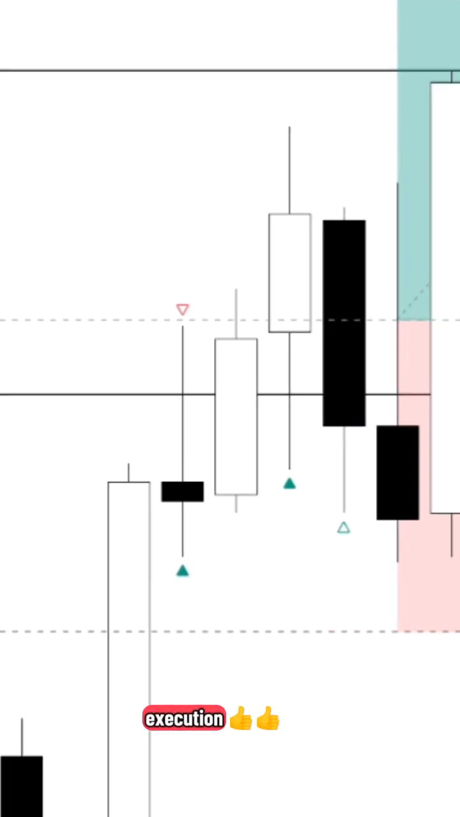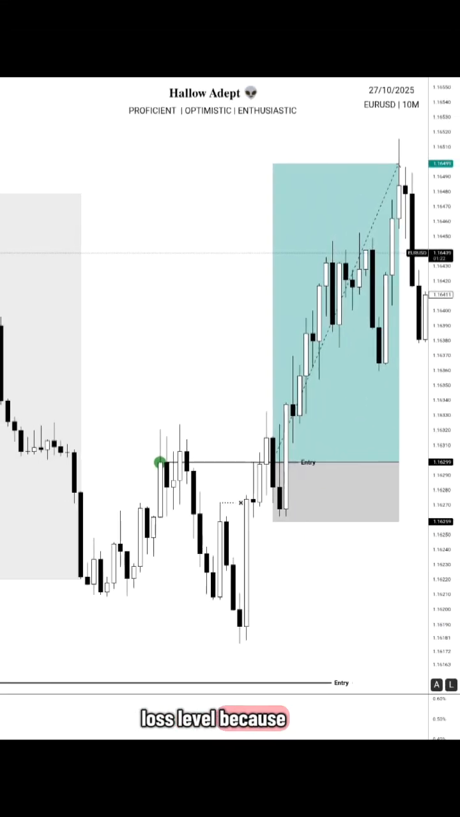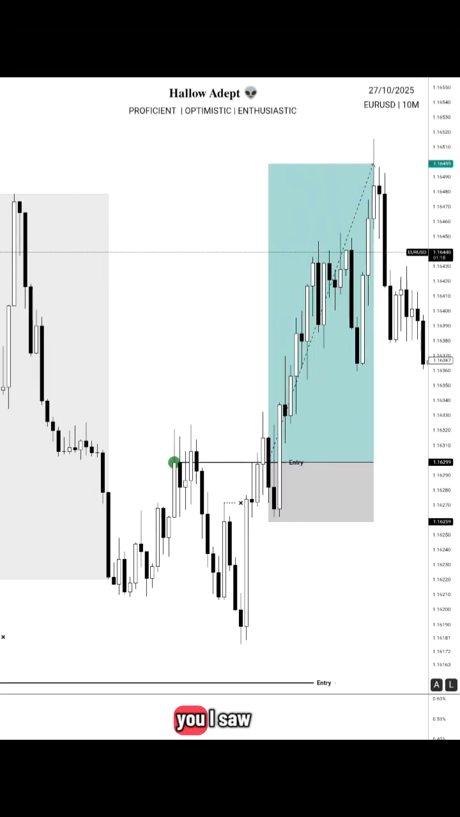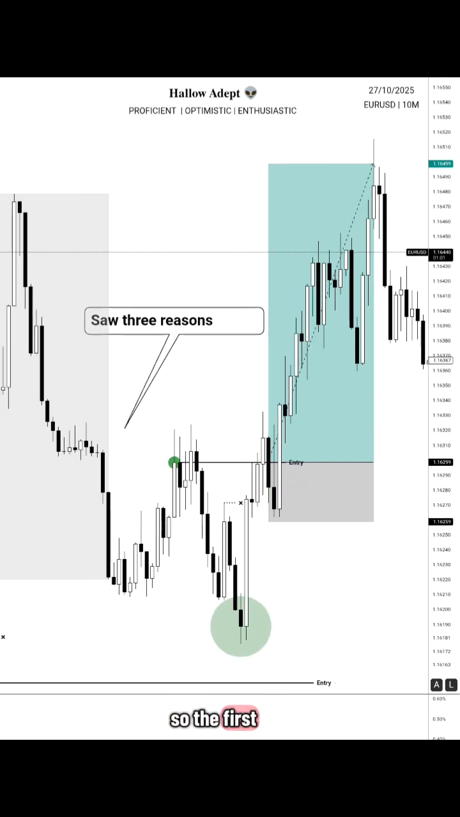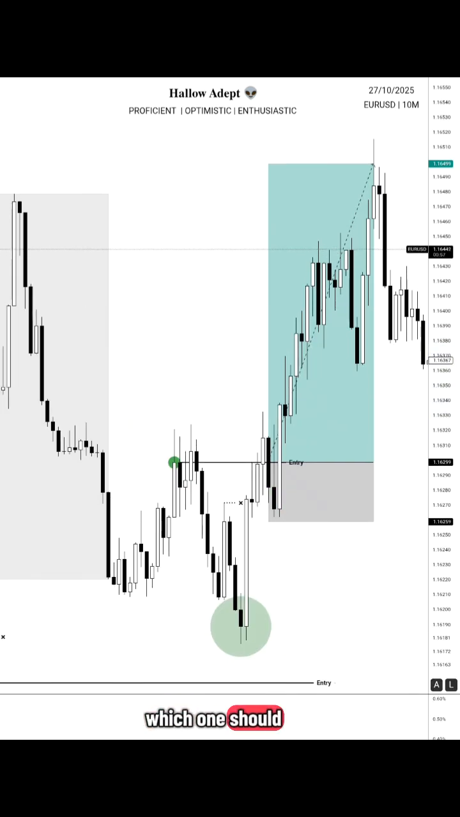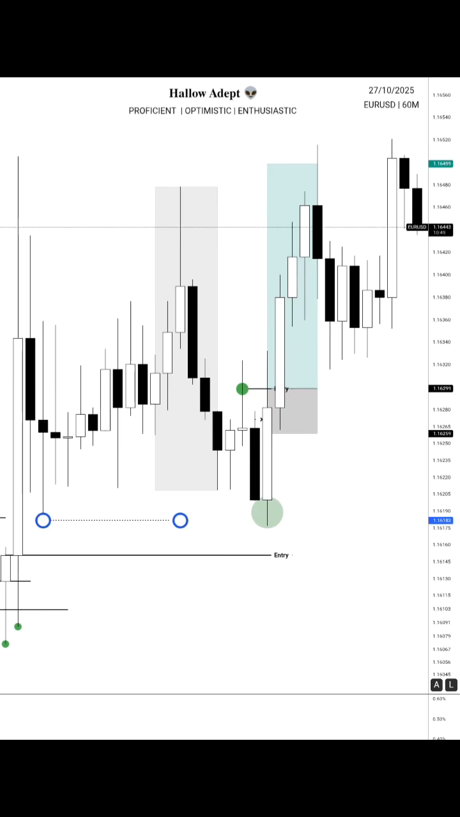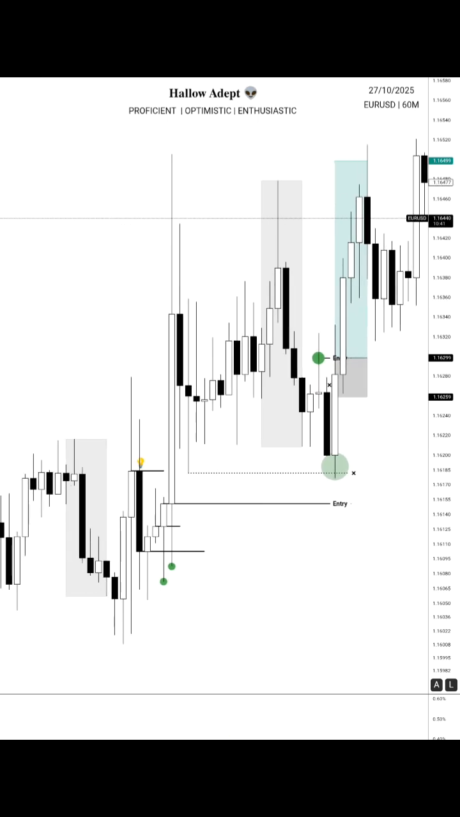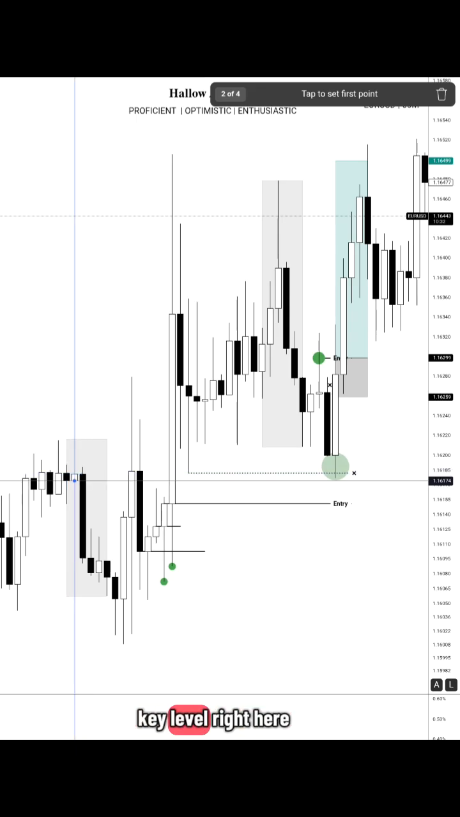This was the execution, right? I always place a few pips below my stop loss level because of fear. So I told you I saw 3 things, right? The confirmation for me to now enter the buy directly. I will tell you 2 of them, I won't tell you the 3rd. So the first one, which one should I tell first? On the 1 hour, right, you could see that after price clears down my liquidity point, it was rejecting a particular 1 hour key level, which is this key level right here.